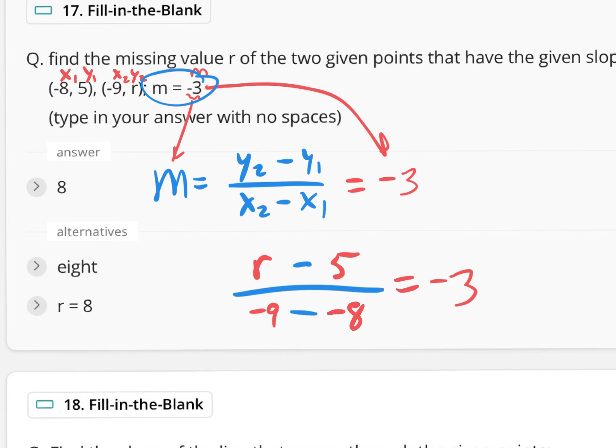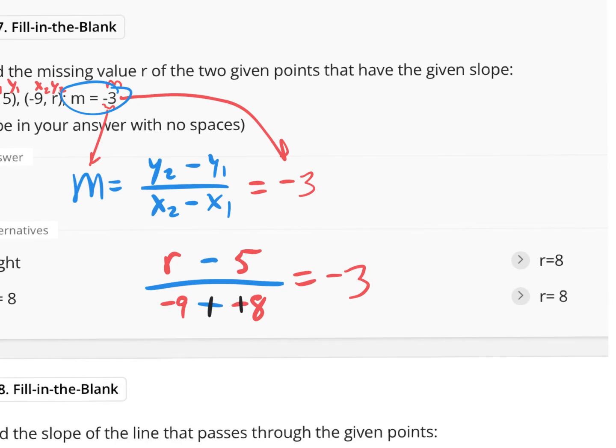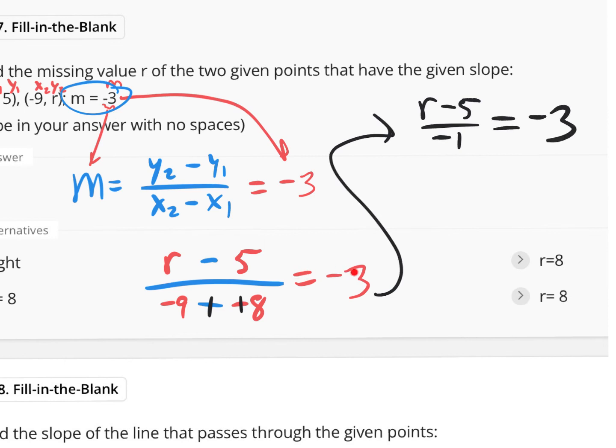So this is an equation that I could solve. It's really easy to solve. Let's simplify first. I have a minus down here. That's really a plus. So what I really have here is the equation r minus 5 over -1. Let me rewrite that up here. R minus 5 over -1 equals -3. So all I did was this, -9 plus 8 is -1.